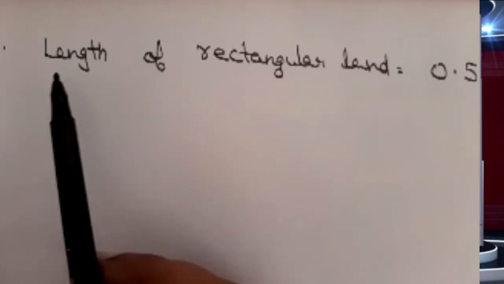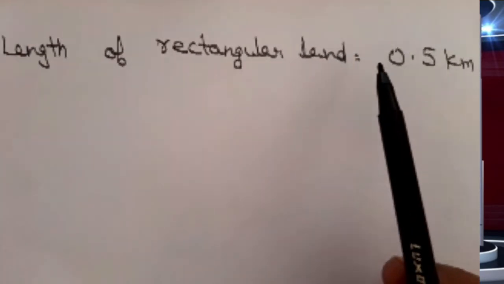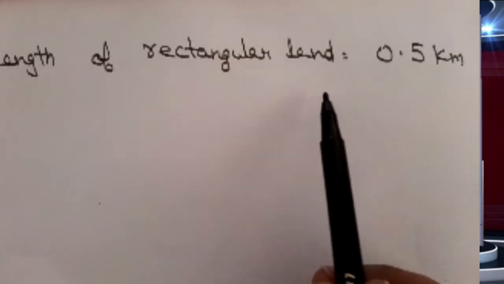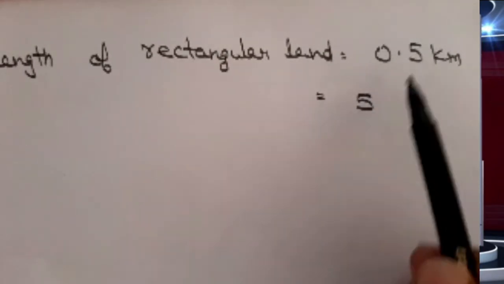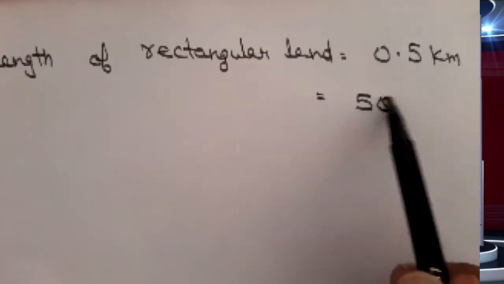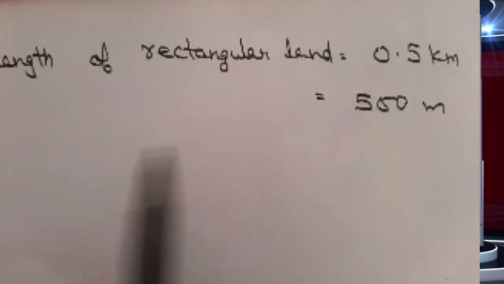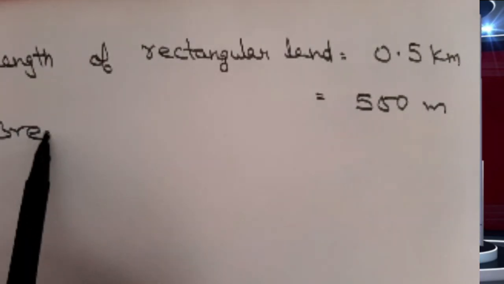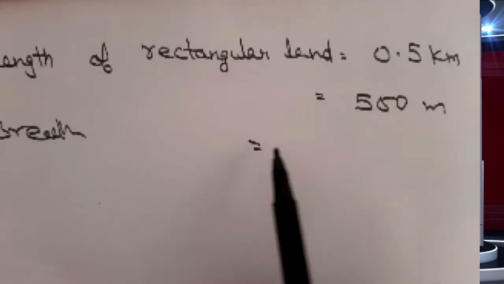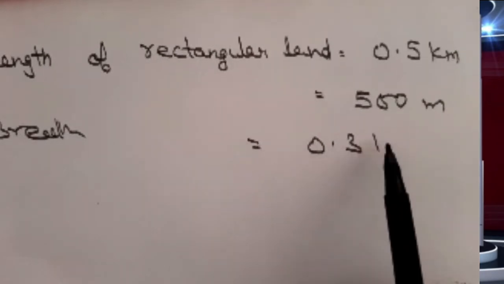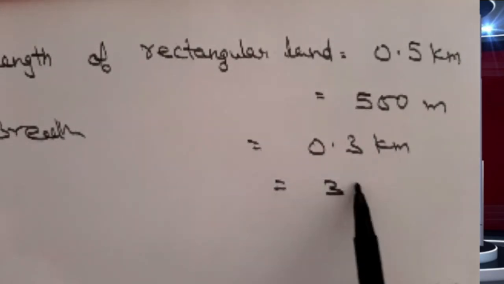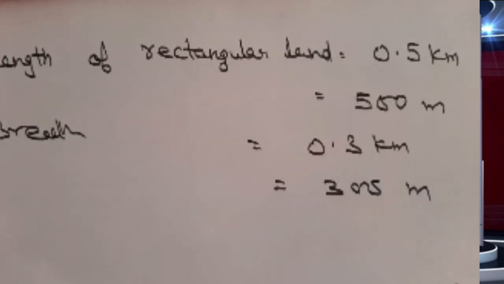Now students, length of rectangular land is given 0.5 kilometers. I will change it into meters, so I'll multiply this by 1000. So it will become 500 meters. Same ways, breadth of rectangular land is given 0.3 kilometer. This one also I will change into meters, multiply by 1000. So it will become 300 meters. See students, here I have multiplied by 1000 and then I have shifted the decimal. So in place of 3 zeros, only 2 zeros are here.